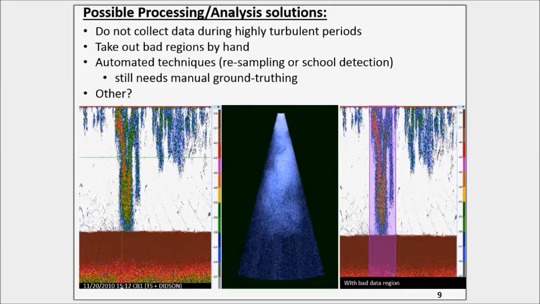In our case, we deal with this by taking out a bad data region. Again, this example is for when we're using total backscatter as an indication of fish presence. So we take out those bad regions by hand. There are other automated techniques, resampling or using school detection, which John will give an example about in a little bit. But a lot of that still needs manual ground truthing. So obviously there are various different solutions, and we can come back to this if you want. So that's my noise issues in a nutshell.